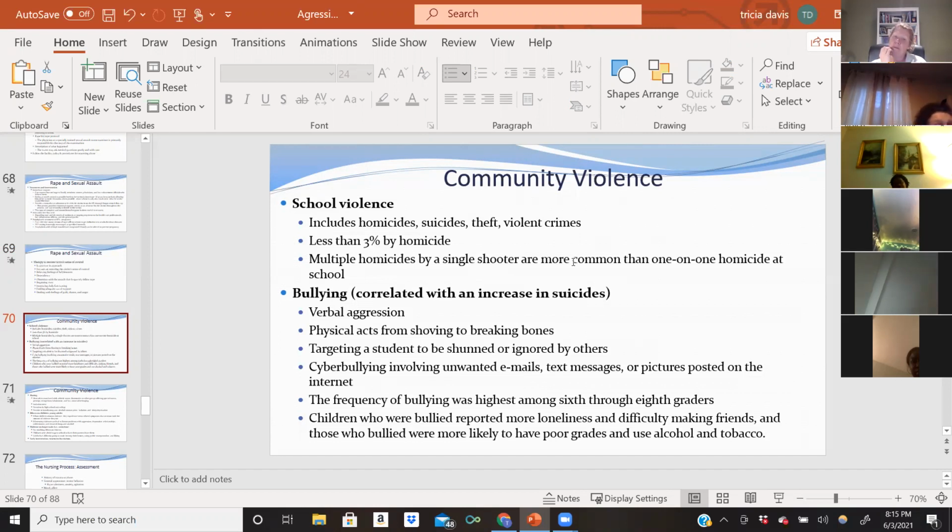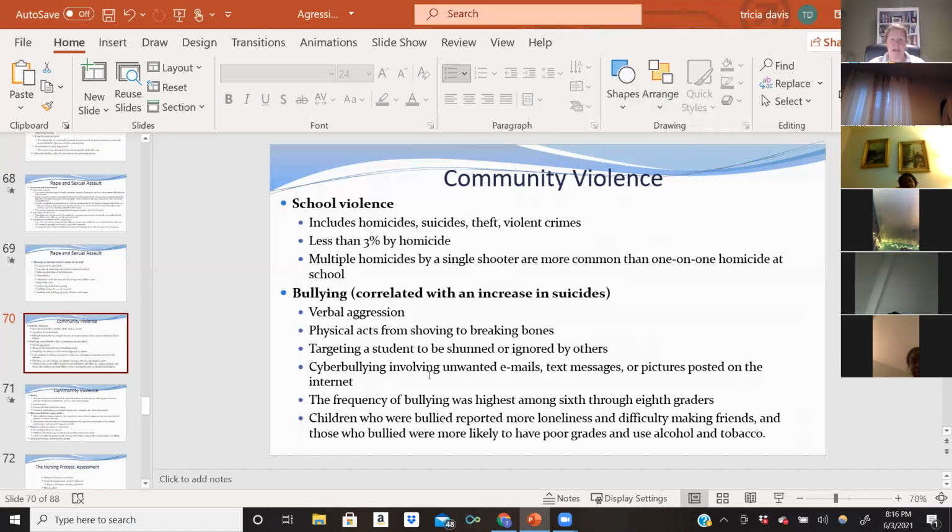We also see bullying. We know that bullying is correlated with an increased risk of suicide. We can see verbal aggression, physical acts to other people that involve shoving them, hitting them, breaking their bones. We know that students can be targeted or shunned or ignored by others. There can also be cyberbullying. So this could be where the person is getting unwanted emails, text messages, or pictures posted on the internet. And the internet is such an easy way to abuse people because there's no accountability.